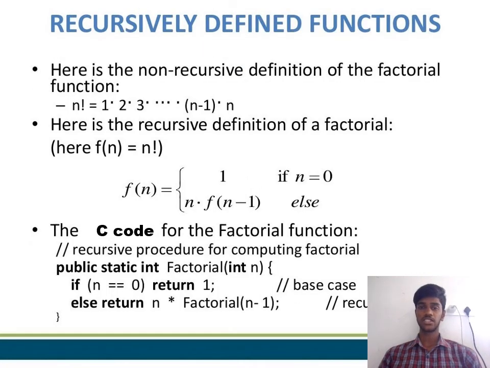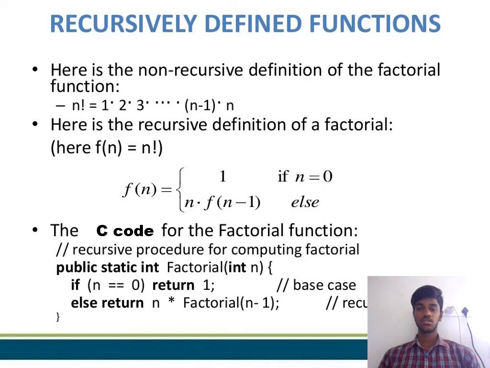Recursively defined functions. Here is the non-recursive definition of the factorial function: n factorial equals 1, 2, 3, up to n minus 1 times n. Here is the recursive definition of a factorial. f of n equals 1 if n equals 0, else n times f of n minus 1.